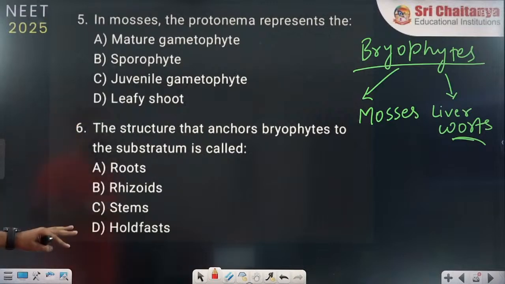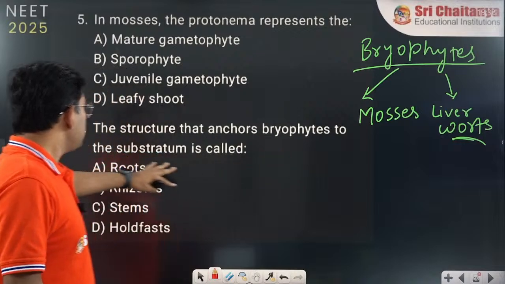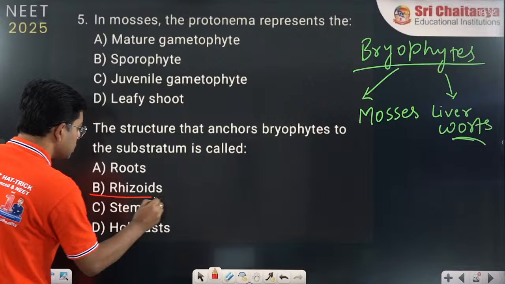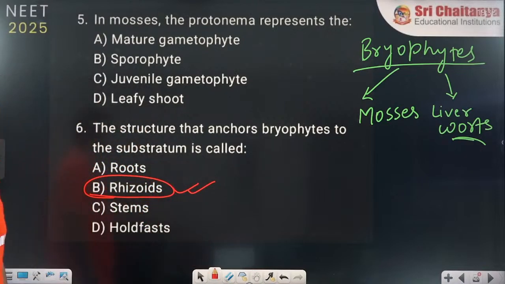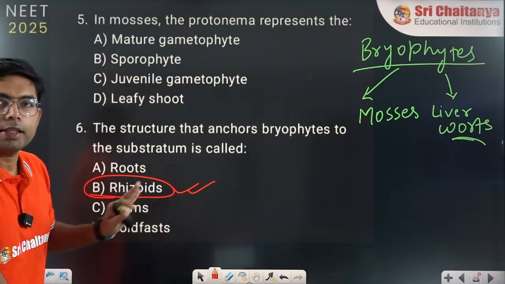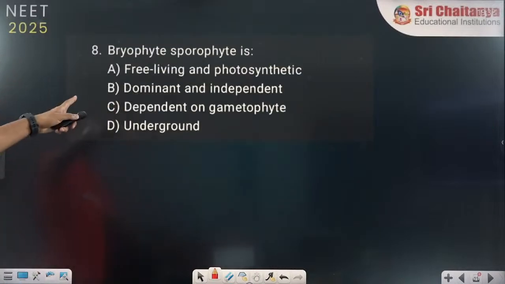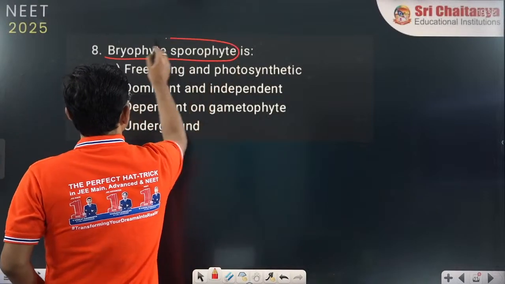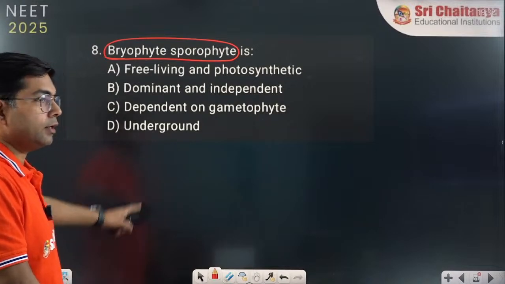Now if I ask you, the structure that anchors bryophyte to the substratum is called, it is a root-like structure which is called rhizoid. Rhizoid is the root-like structure. Mosses we will just see and then we will answer about the mosses. Here, the sporophyte of bryophyte, is it dependent or is it independent? Answer it fast, quick.